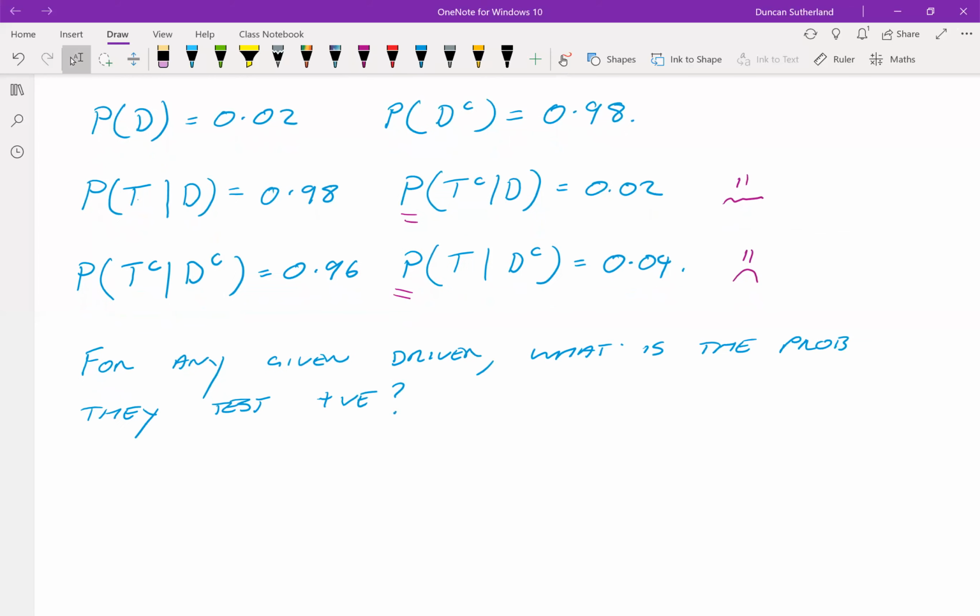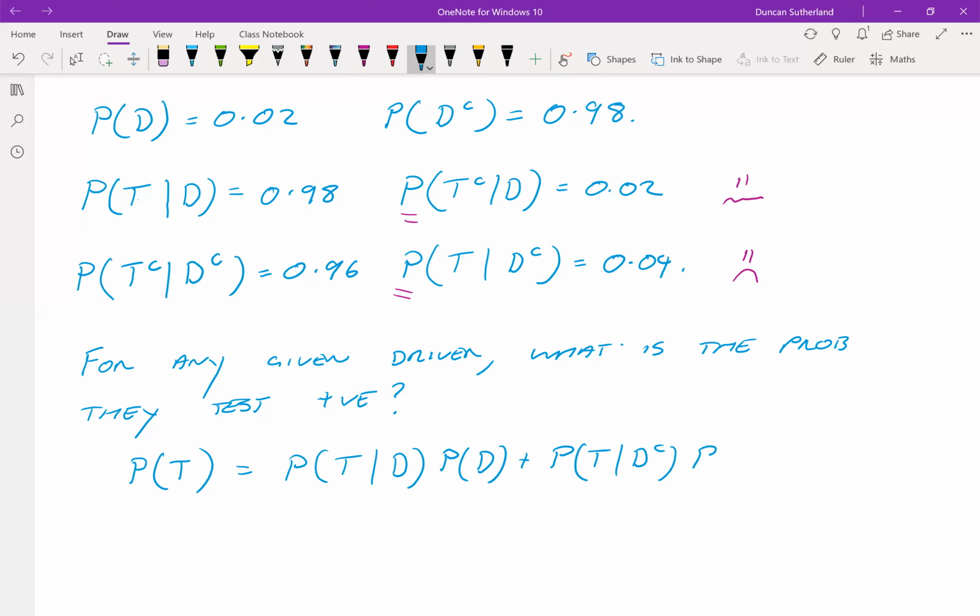We can use the law of total probability. We want the probability of a positive result. We've got all these conditionals. We've got the probability that they're drunk, so we just use the law of total probability. So that's a positive test result given that they're drunk times the probability that they're drunk, plus the probability of a positive test result given that they're sober, drunk complement, multiplied by the probability of drunk complement, or more sober.